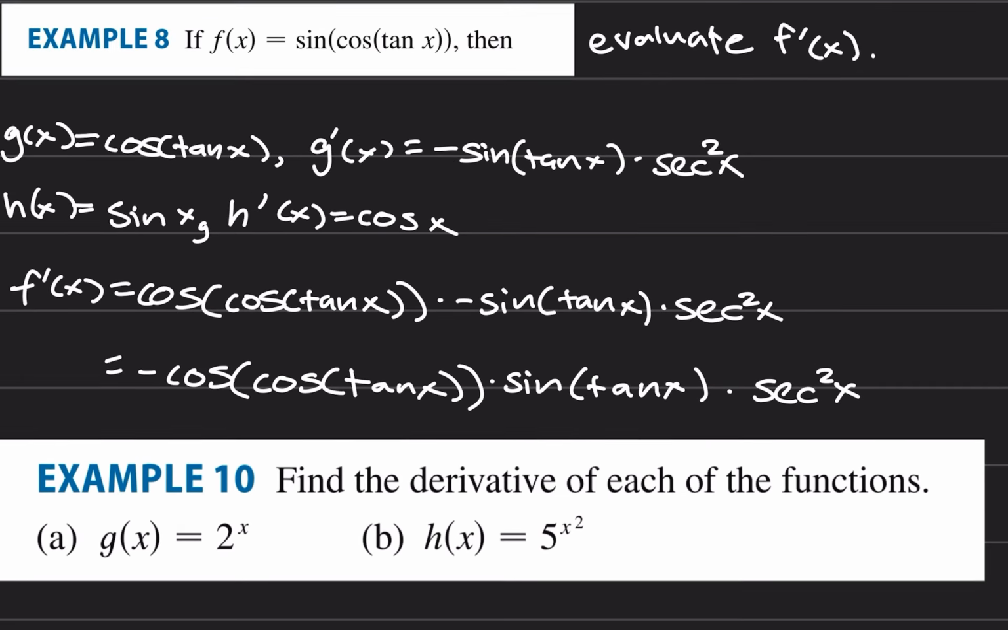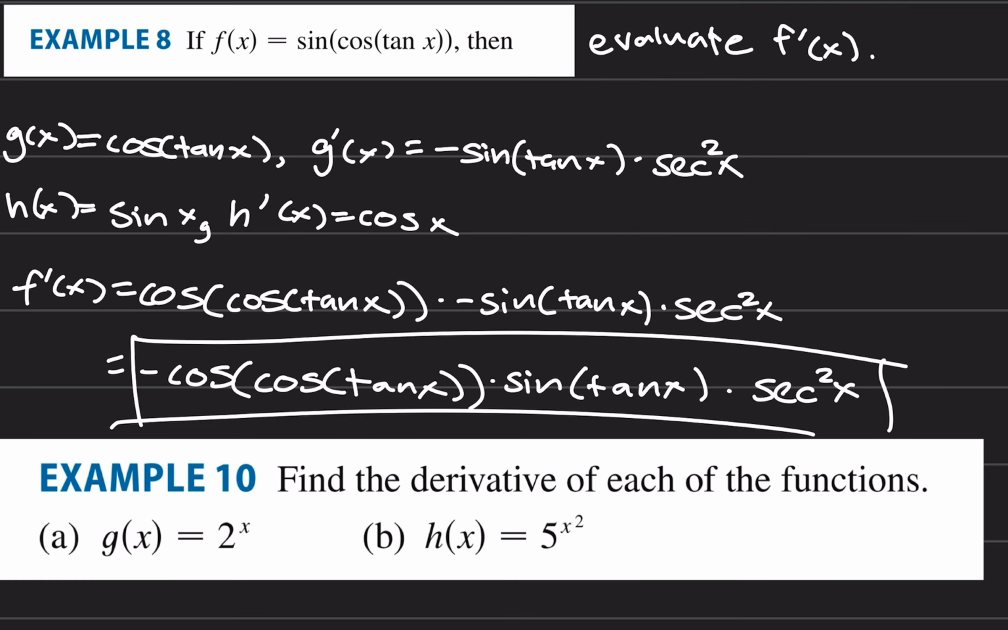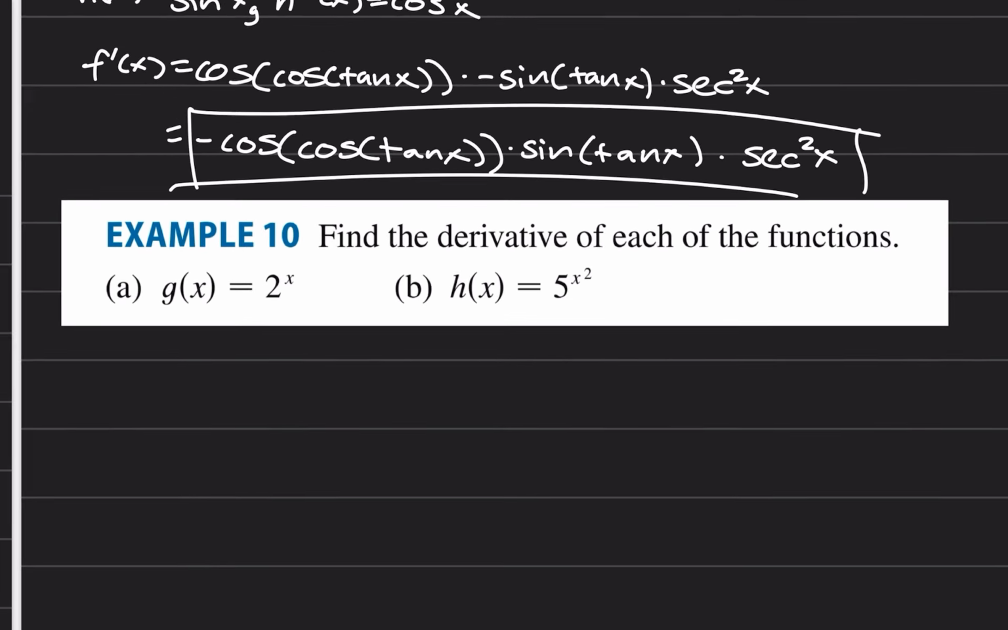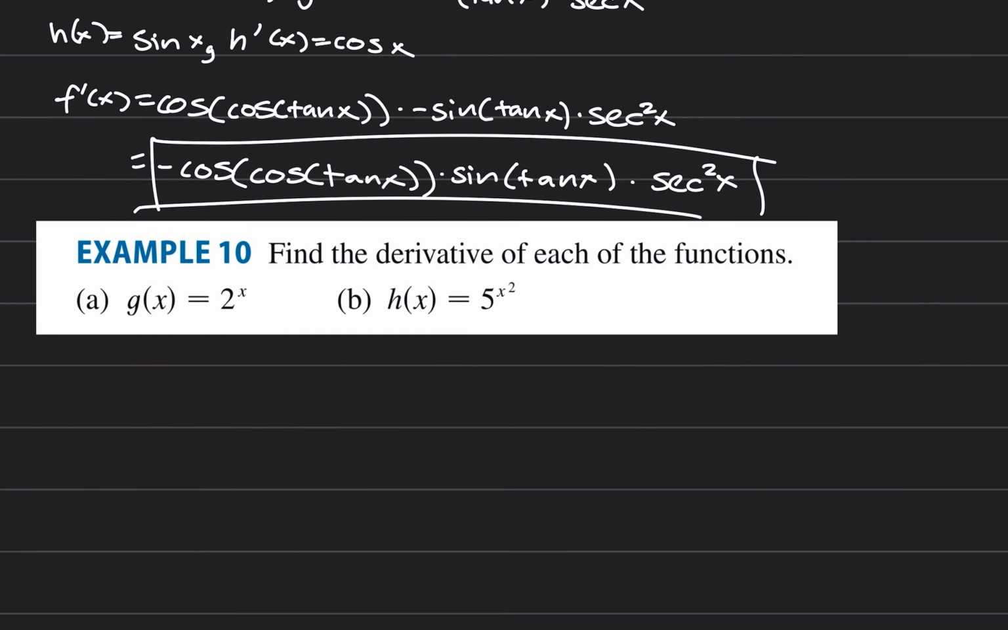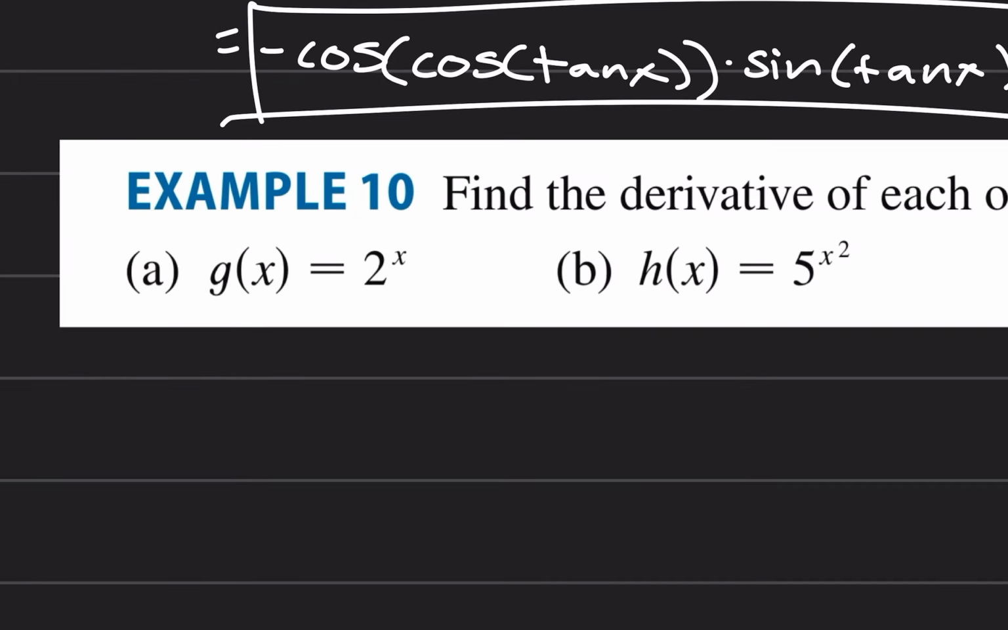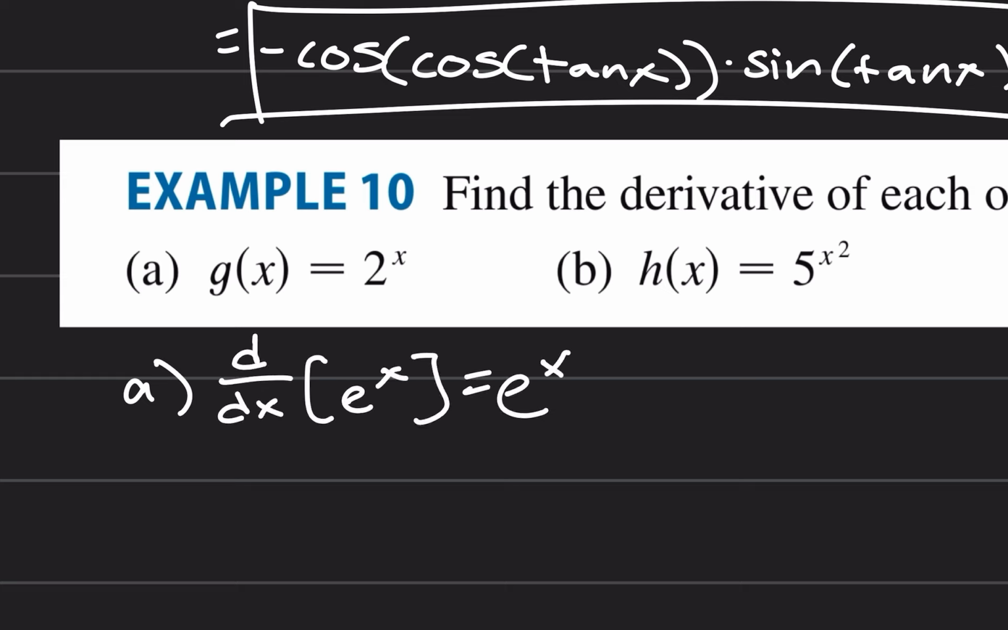So, summary, when you're working with the chain rule with more than two functions, you have to work from the outside in. Okay, now we're going to be doing some applications of this chain rule, right? So we're going to extend our derivatives of e to the x to more general exponential functions using the chain rule. For part A, we already know that the derivative of e to the x is e to the x.